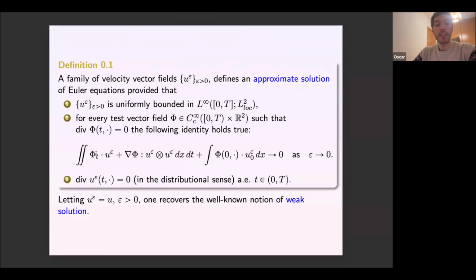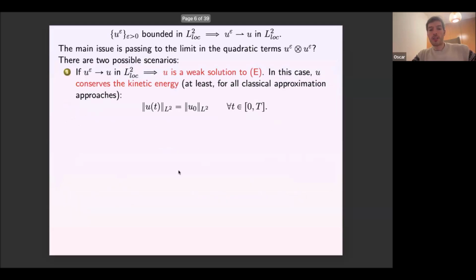Here, in this first integral, in this first term, no problem, because we have weak convergence. The same happens here, but this guy is more complicated because there are quadratic non-linear terms. So how can we pass to the limit in this tensor product, right? And now, two possible scenarios arise.